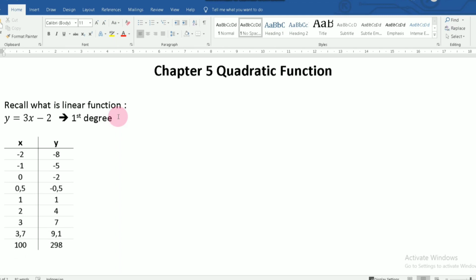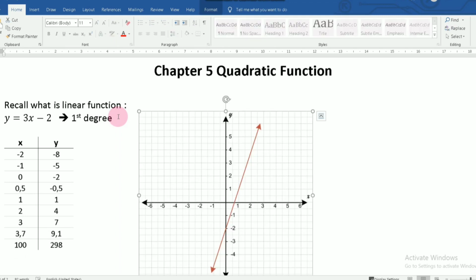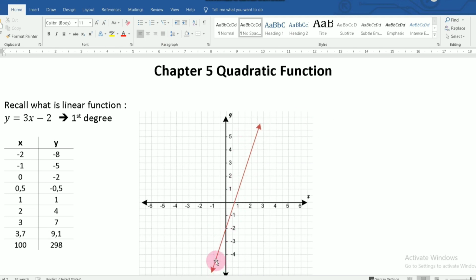When we graph all of these pairs on the Cartesian plane, we find it is a line. So the property of these linear functions, of course, is that it is a straight line. All of the dots here show you the relations between the value of x and y for this equation, right? And for the linear function, we have a slope. Okay, we have one x-intercept and one y-intercept.